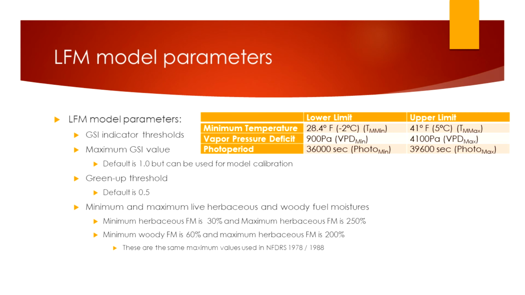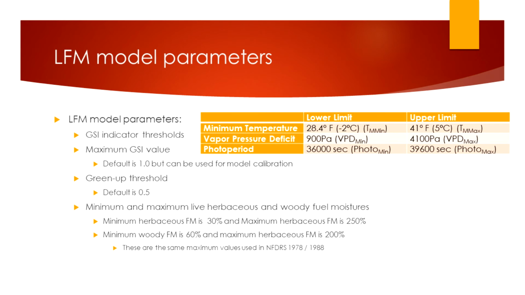So that green up threshold, we just use a default of 0.5. So as GSI is increasing in the springtime, when it crosses 0.5, we call it green up, and once it exceeds that point, that's when we start scaling the live fuel moistures.